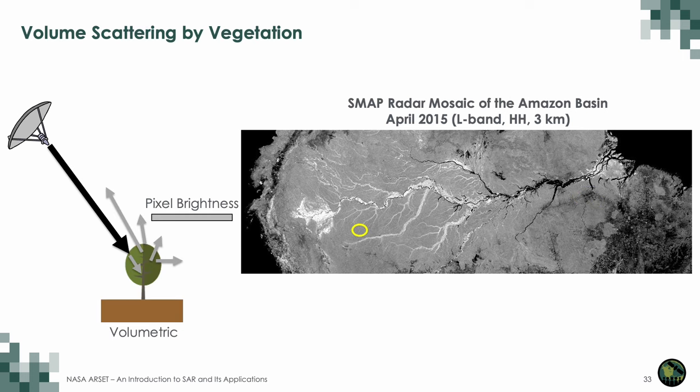This example shows volume scattering delineated by the yellow circle on the SMAP radar image. This is a forested area, and note the pixel brightness is higher than rough surface and specular scattering. The intensity of volume scattering depends on the physical properties of the volume, such as variations in moisture and structure, and of course the characteristics of the radar: wavelength, polarization, and incidence angle.